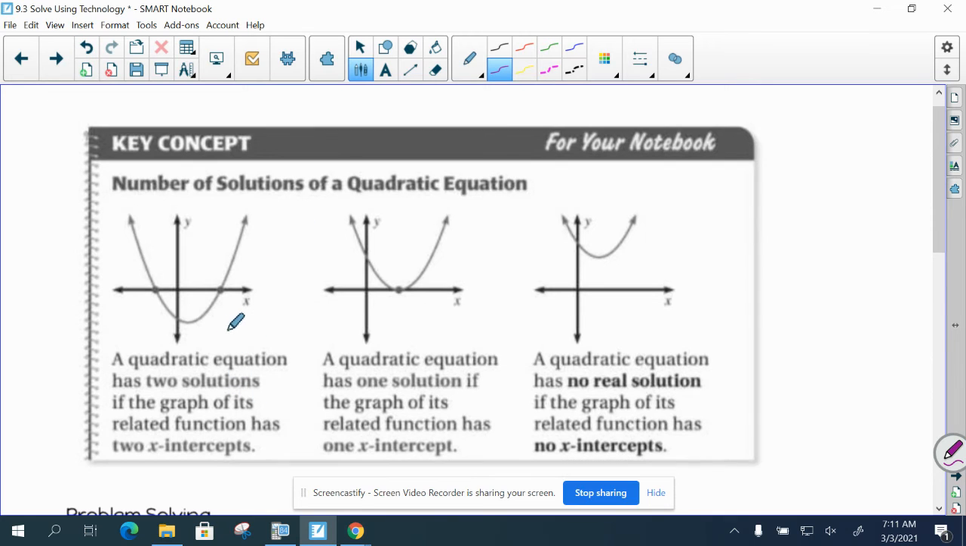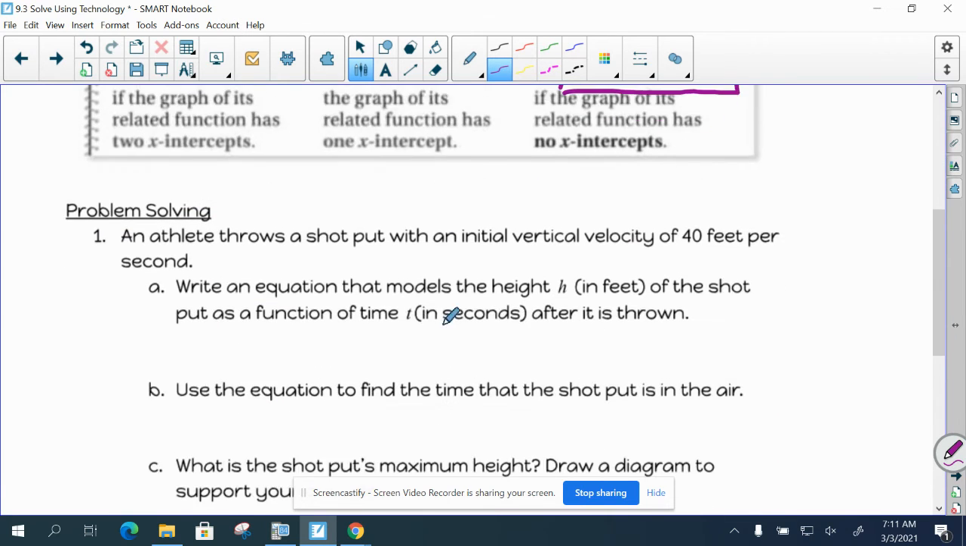So this part just explains what we talked about. A quadratic equation has two solutions if the graph of its related function has two x-intercepts. It has one solution if it has one x-intercept, and it has no real solutions if the graph of its related function has no x-intercepts.